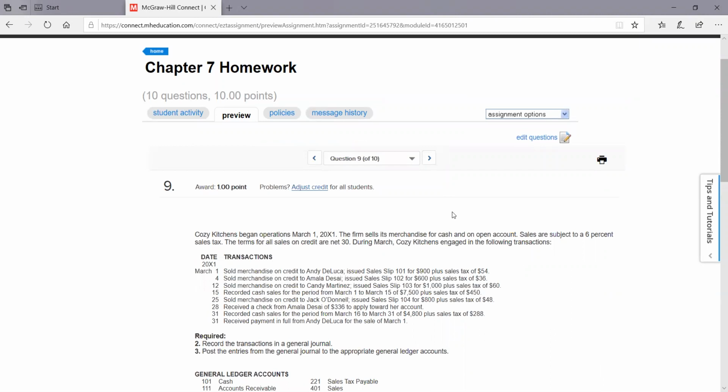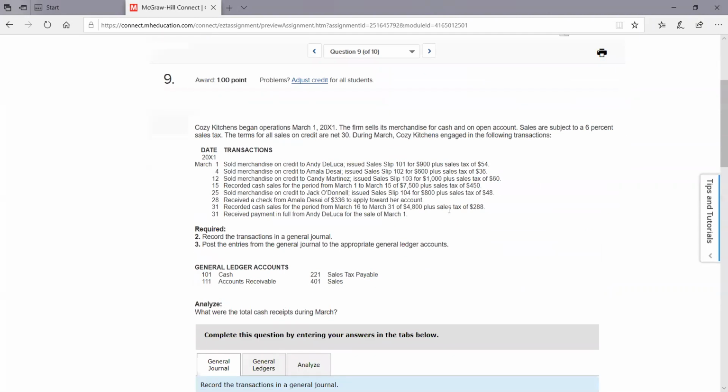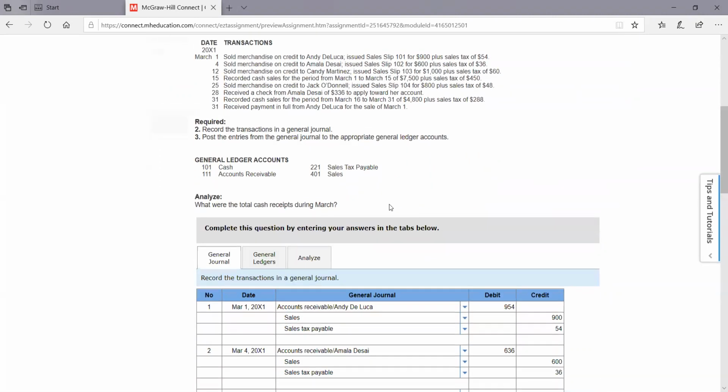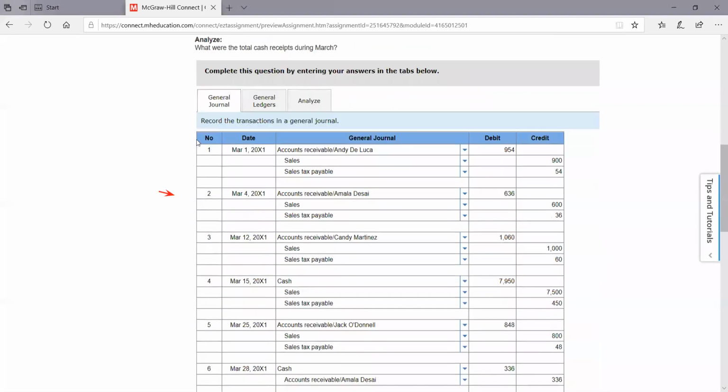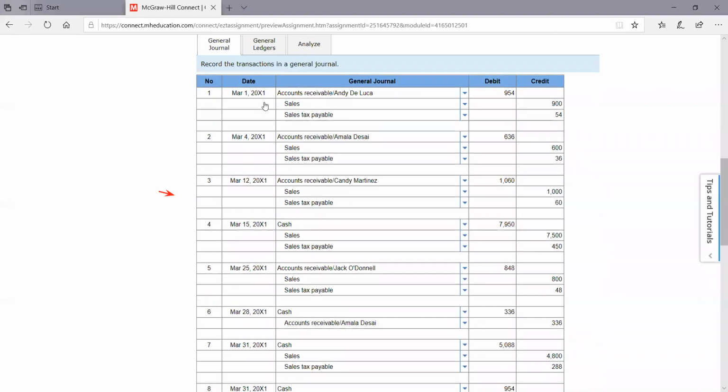All right, 9, now you do a whole bunch of transactions. They want you to record these in a journal, post your ledger, and notice they're essentially wanting you to focus on the new accounts, you know, AR, sales tax payable, sales, and so forth. So again, I'm not going to go through every one of these, but let me just kind of show you and comment. Most of these transactions are going to look almost identical except for the amounts. Notice most of these, it's the same accounts being used.